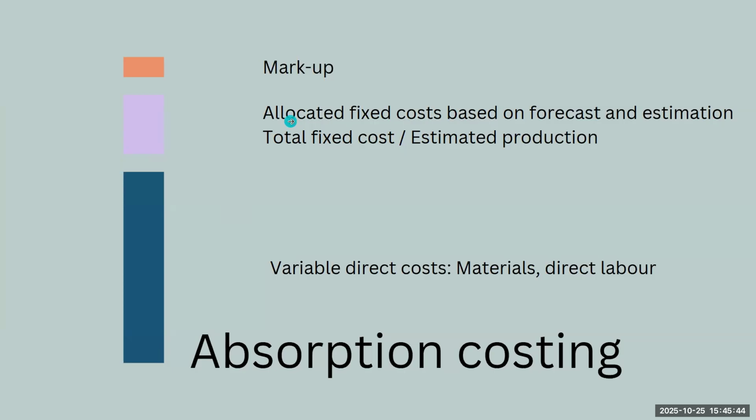So for each unit, we will have an allocated fixed cost based on the forecast, based on estimation, based on the past or historical data. So we can add it up here. And finally, we have the total cost equal to the variable cost and the allocated fixed cost. And finally, we can add a markup on top to calculate the price for this unit.